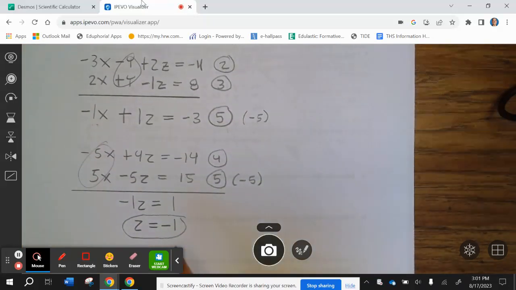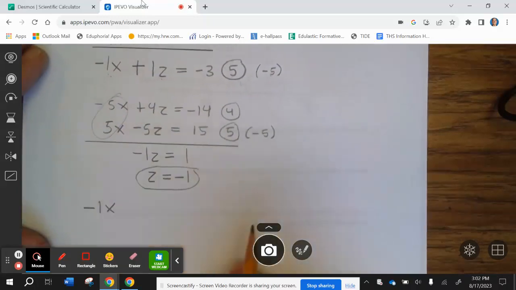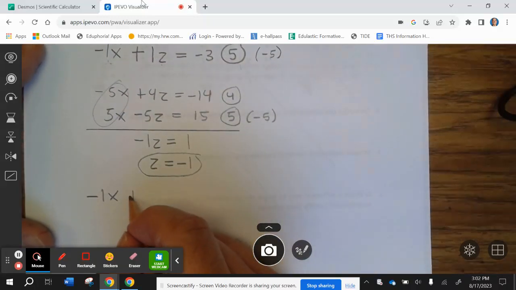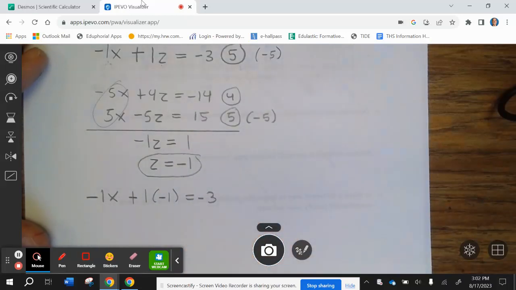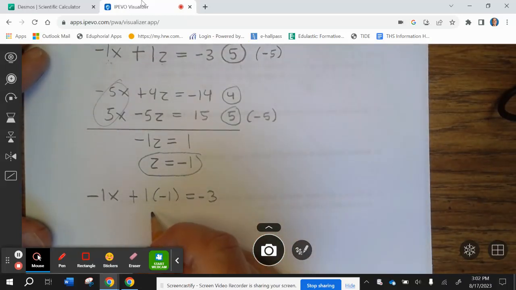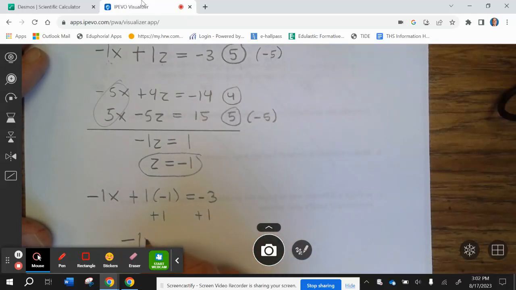Now, I can plug this into equation 5 to solve for x. So we have negative 1x plus 1 times negative 1 equals negative 3. Well, here I can add 1 to both sides. So you get negative 1x, this becomes 0, equals negative 2. So x equals 2.